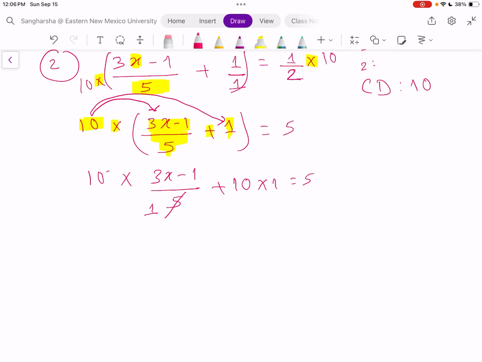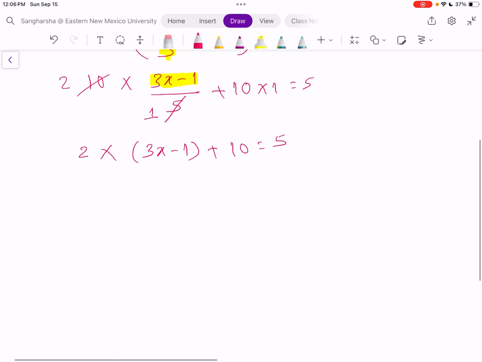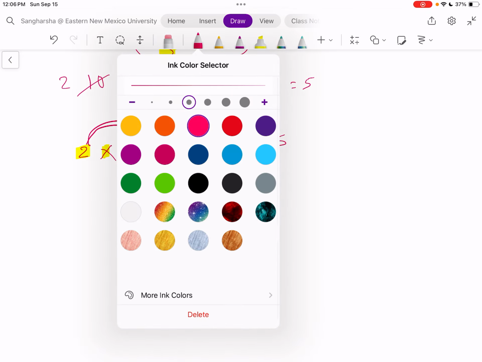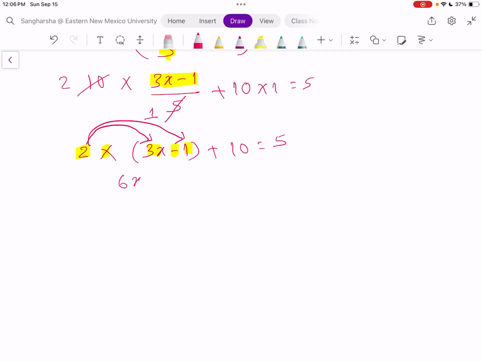You can simplify here. 5 times 1 is 5, 5 times 2 is 10. So we have 2 times (3x minus 1), two expressions separated by negative, so make sure you have parentheses, plus 10 times 1, 10, equals 5. Now we have a number times two expressions separated by negative, so we need to distribute this 2 to 3x and to negative 1. So 2 times 3x is 6x, 2 times negative 1 is negative 2, plus 10 equals 5.